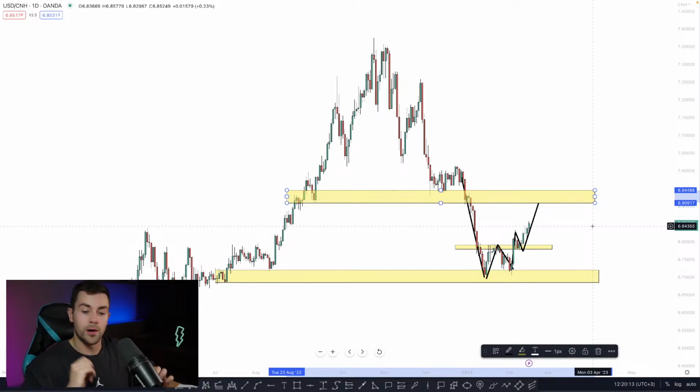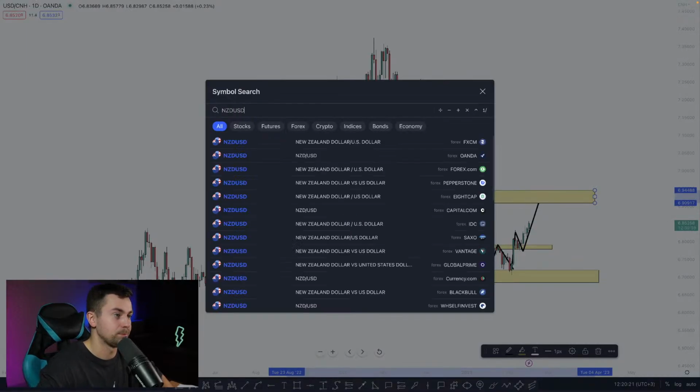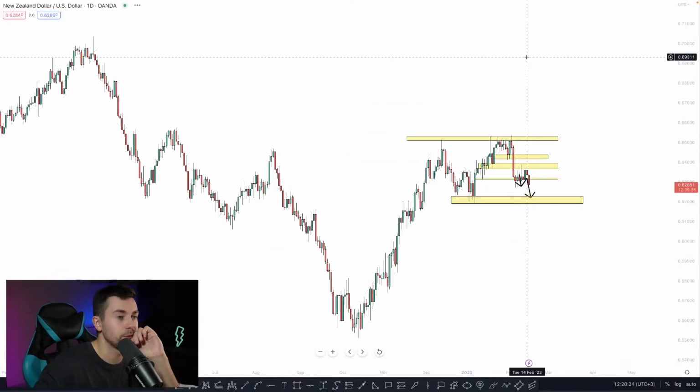New Zealand dollar, and then we'll analyze US30. By the way, traders, let me know if you have any questions and everything is clear. New Zealand dollar. New Zealand dollar pair.